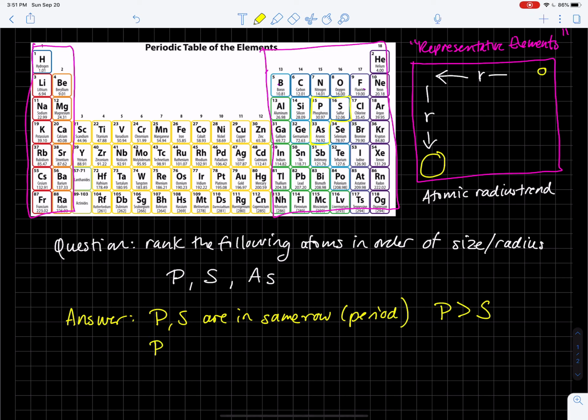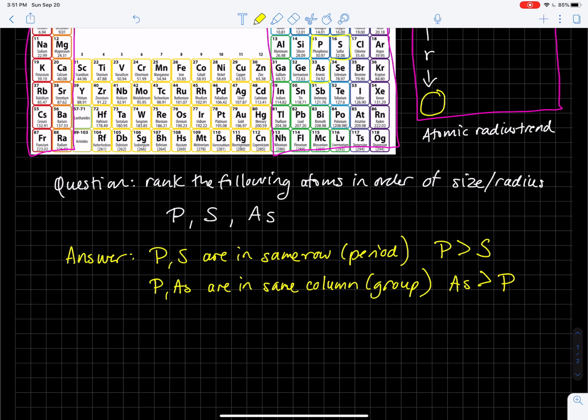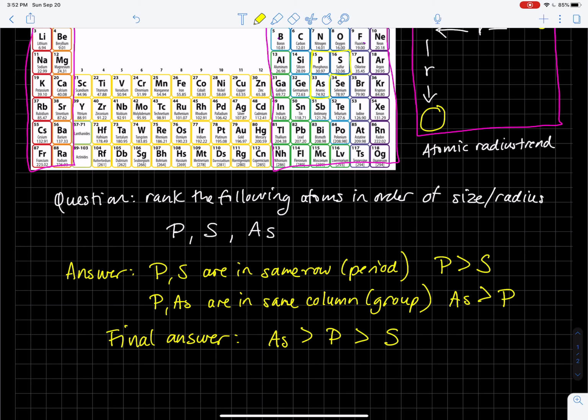If I look at phosphorus and arsenic, they are in the same column, which we call a group. In that case, the trend is that the radius increases going down, so I would expect arsenic to be greater than phosphorus. And in this case, I can in fact rank them completely using the transitive property, which is my favorite property. So the final answer is that arsenic is bigger than phosphorus, which is bigger than sulfur. And that's how we do radii trend. I'll just say here, sometimes you get cases where it's not completely obvious, but you can articulate the different reasons why you might pick one versus the other.